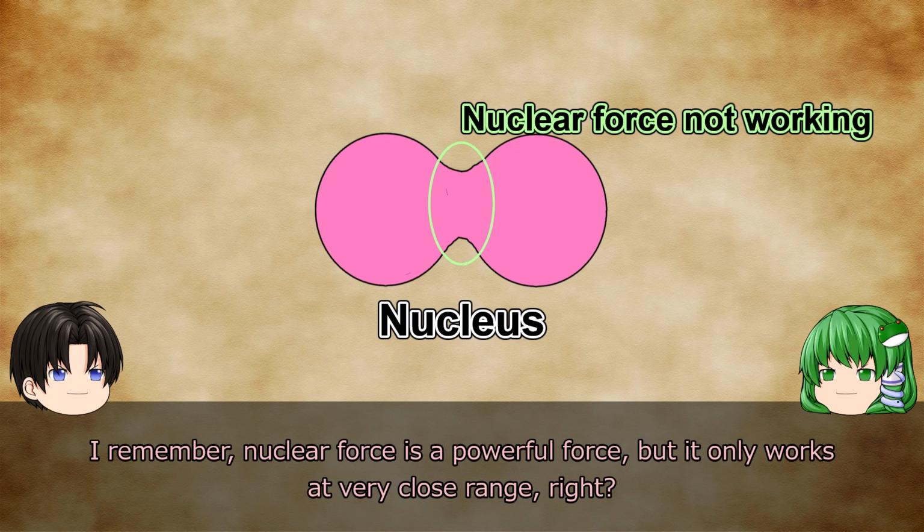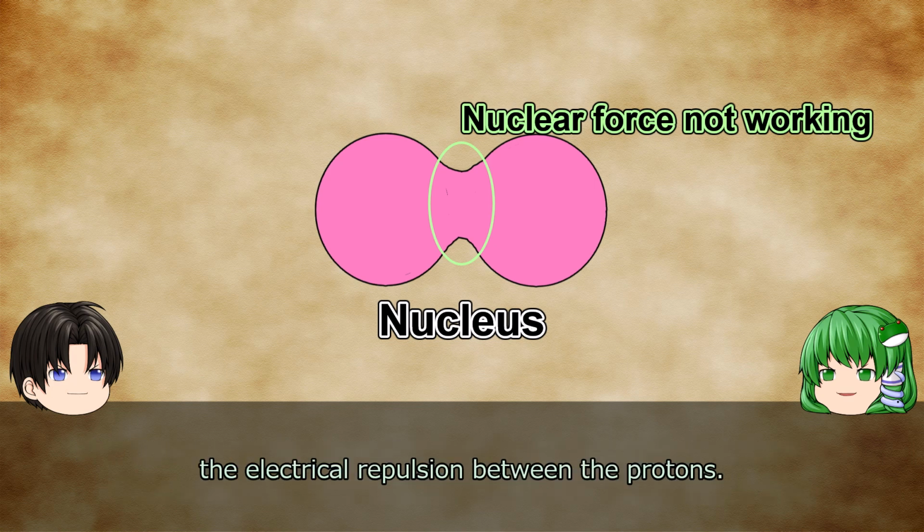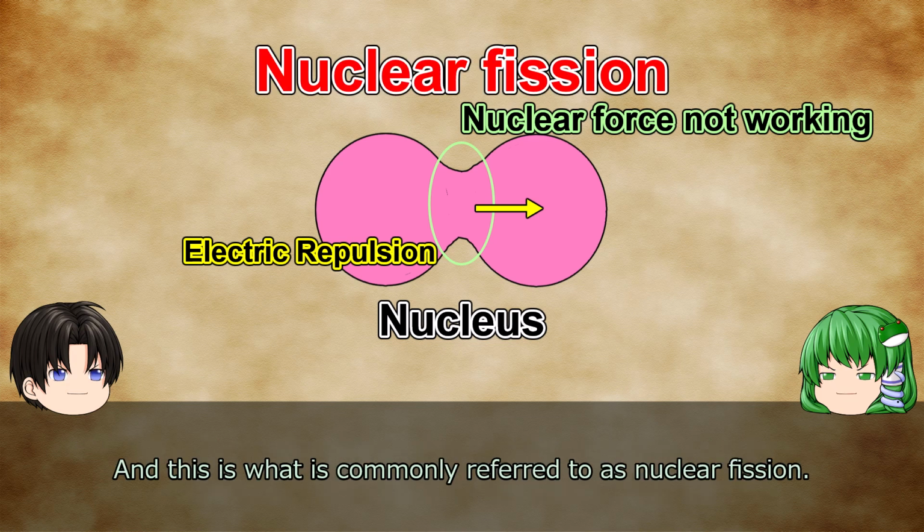I remember nuclear force is a powerful force, but it only works at very close range, right? Exactly. And the reason atomic nuclei don't just fall apart is that the nuclear force pulling them together is stronger than the electrical repulsion between the protons. So, when the nuclear force stops working properly, the electrical repulsion causes the atomic nucleus to split into two. And this is what is commonly referred to as nuclear fission.